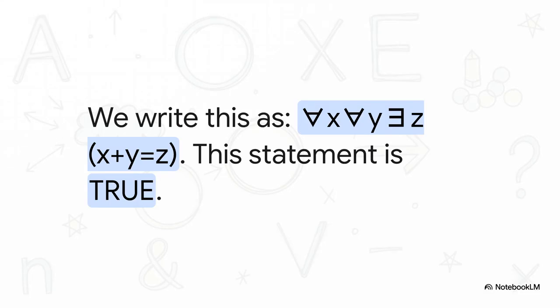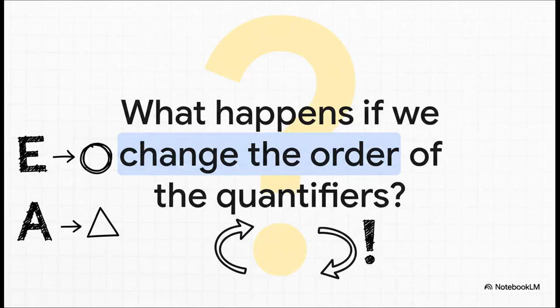So how do we write that using our new logical tools? Just like this. For all x and for all y, there exists some z where x plus y equals z. It's a really clean, elegant way to express a fundamental truth about how addition works. And of course, this statement is absolutely true. Okay, but let's see what happens if we get a little sloppy. What if we just take that there exists a z part and we move it to the very beginning of the sentence? What does that do?